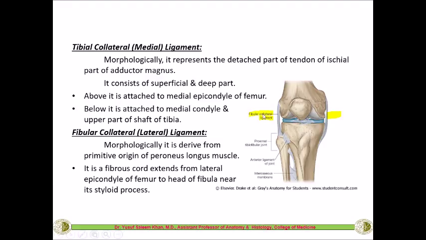So this ligament will be running from the lateral epicondyle of the femur, and it will go all the way down to the head of the fibula, or to a process here. This is called the styloid process of the fibula. So it extends from the lateral epicondyle of the femur and goes to the styloid process of the fibula.